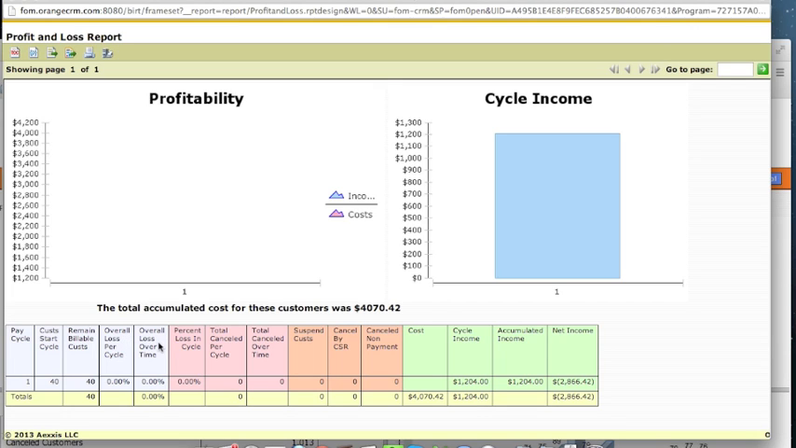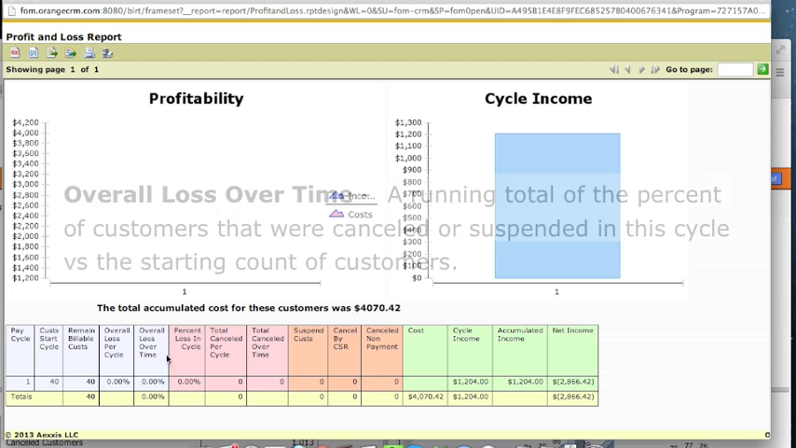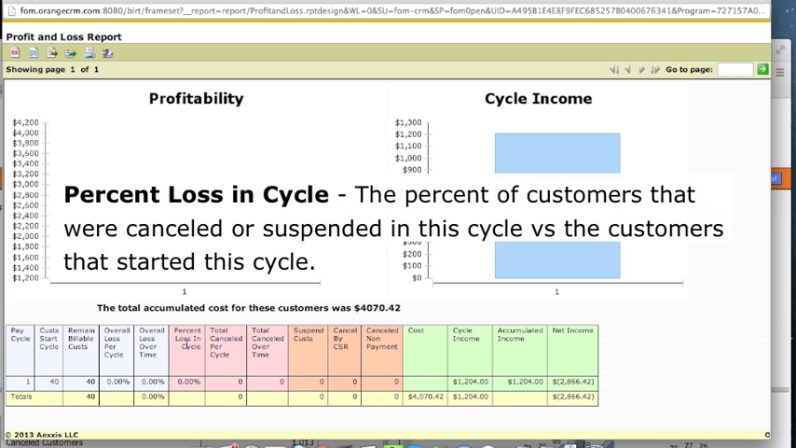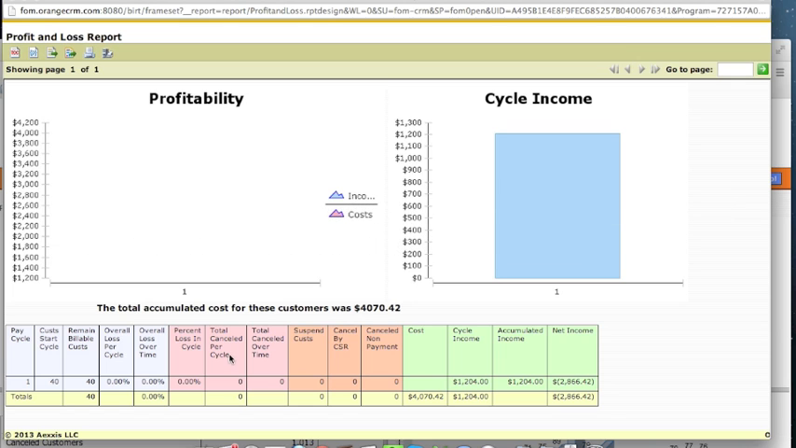Now the overall loss over time column here, this is a running total of the percent of customers that were canceled or suspended in this cycle versus the starting count of the customers. Percent loss in cycle. This is the percent of customers that were canceled or suspended in this cycle versus the customers that started out in this cycle. The total canceled per cycle. This is the number of customers that were canceled or suspended in this cycle.